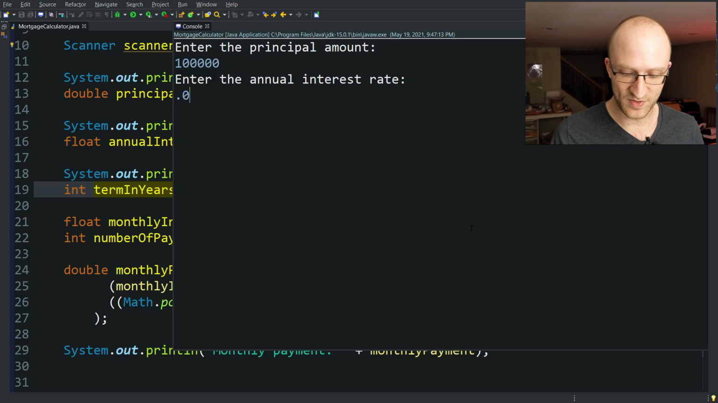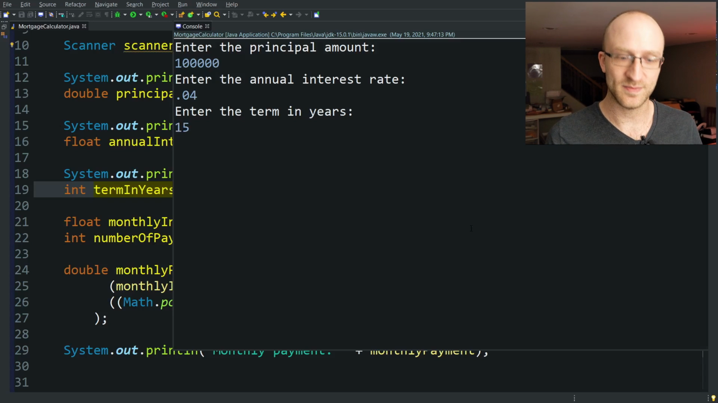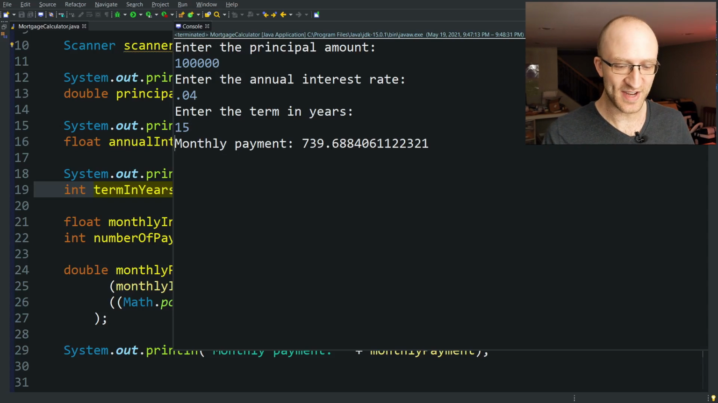But for here, we're just going to have the user enter 0.04 for a 4% interest rate. Enter the term in years. Let's say it's a 15-year term. And once we hit enter, our program will do its thing. And we get $739.6884, and so on. So about $740 a month will be your payment.